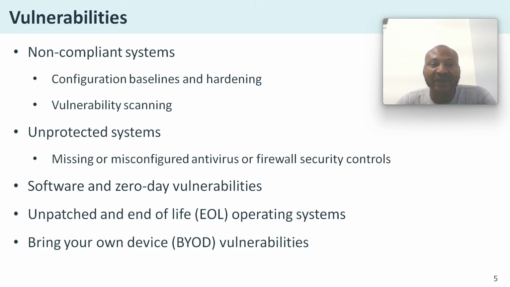The first one is non-compliant systems. A system that is not in compliance. For instance, there are basic standards in information technology, and in terms of cybersecurity there are standards as well, right? We have standards like ISO 27001. These are standards in cybersecurity. If you have a standard and your system is not following it, then there's a vulnerability, there's going to be a weakness there.